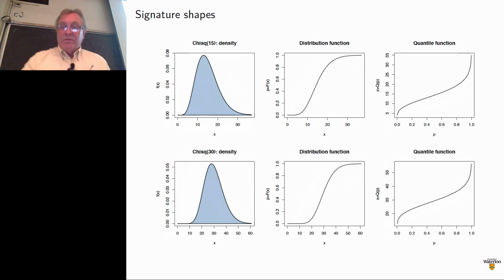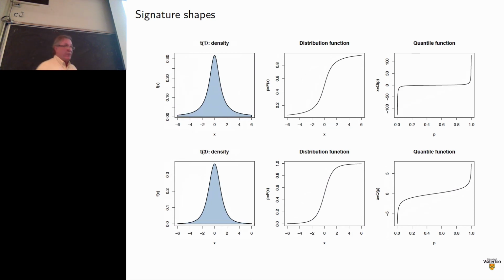So these curves are all related. They're different signatures of the distributions, and you should be able to recognize from this density what the quantile function should look like, what the distribution function should look like, or from this quantile function, what the density should look like. Okay?